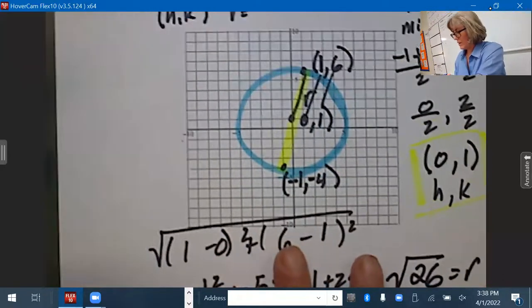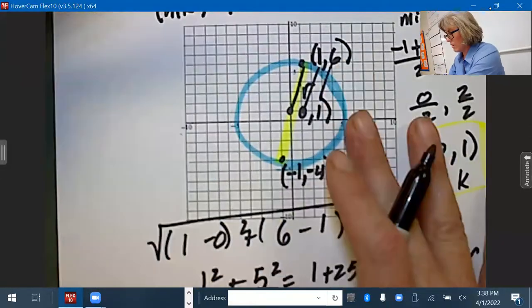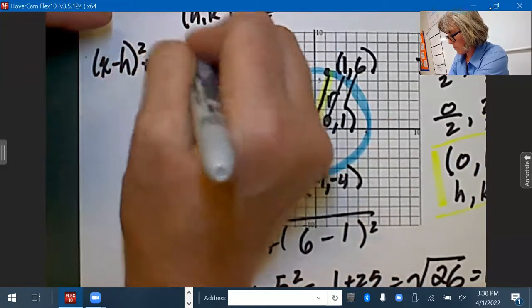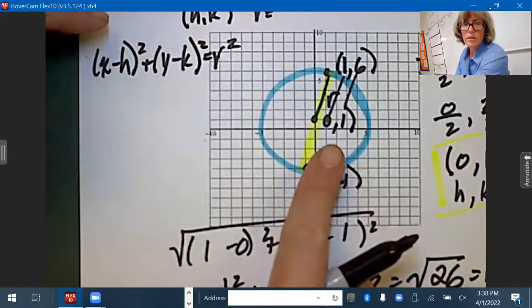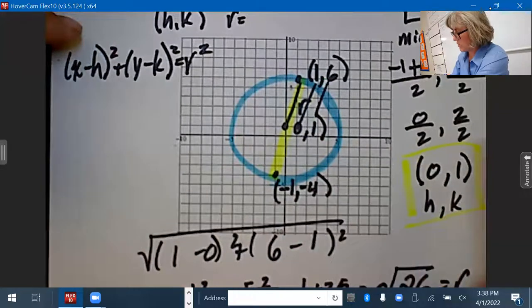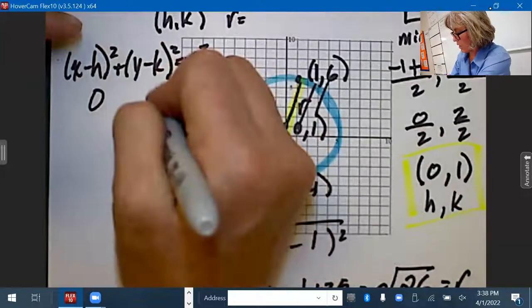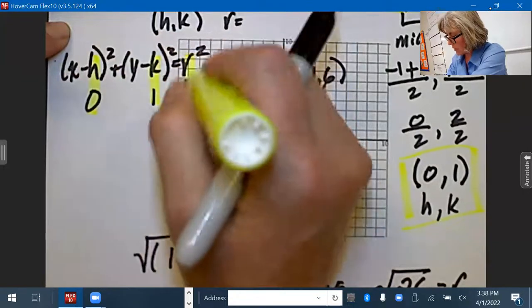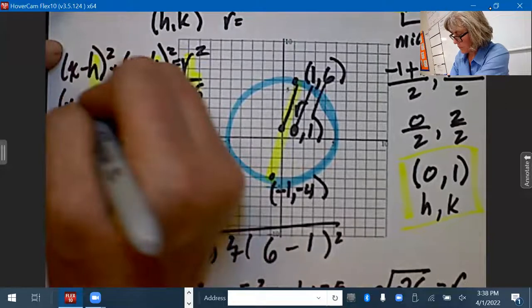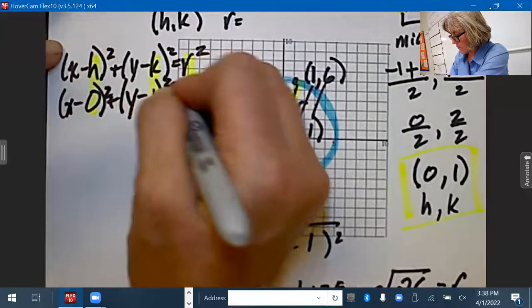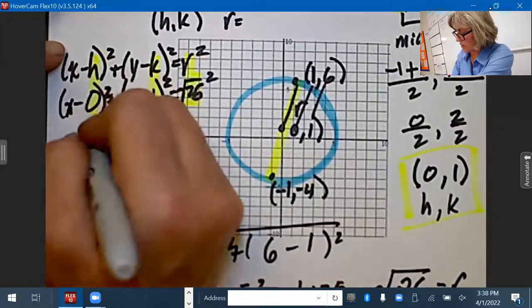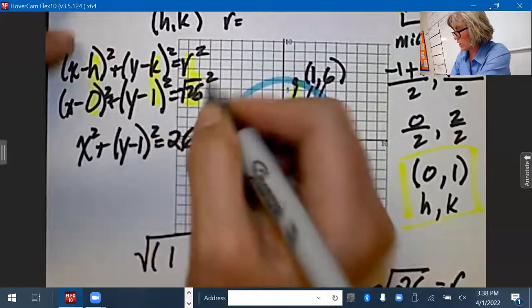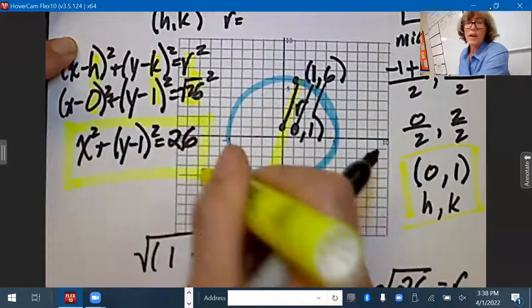So I come over here, and your equation is going to be here's your equation. Your h and your k are over here, 0 and 1. So there's a 0 here, and a 1 here, and a root 26 here. That's what we plugged in for the h, the k, and the radius. Break down the equation around it. And x minus nothing is just x. Root 26 squared is just 26. There would be your final answer.